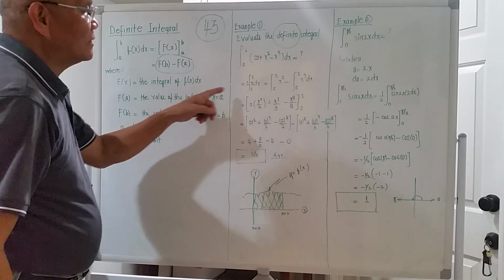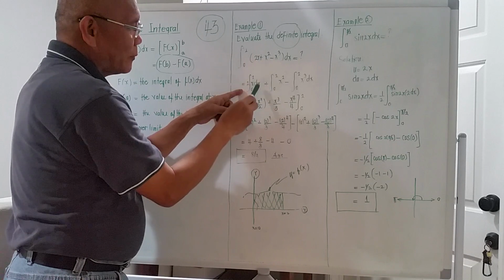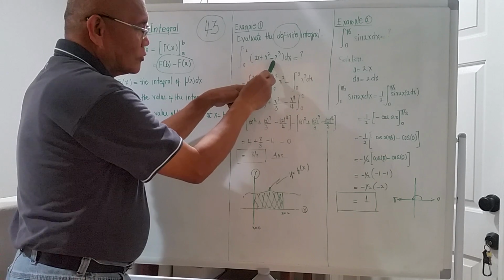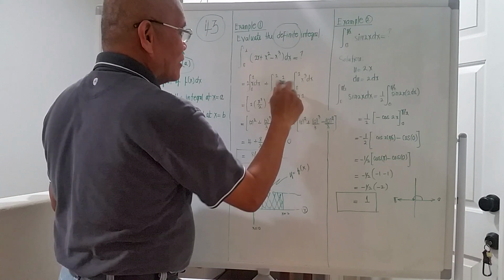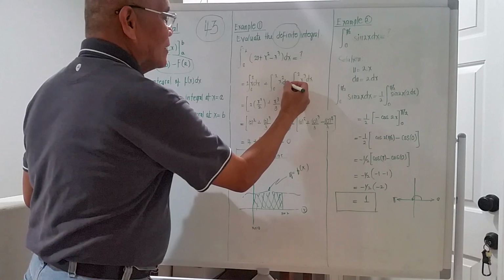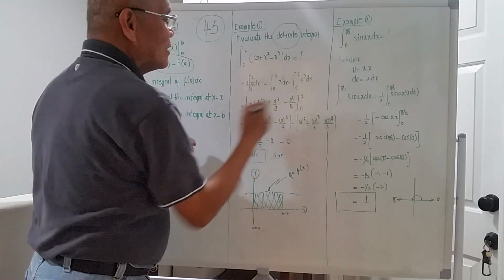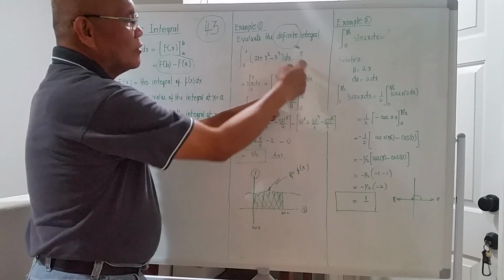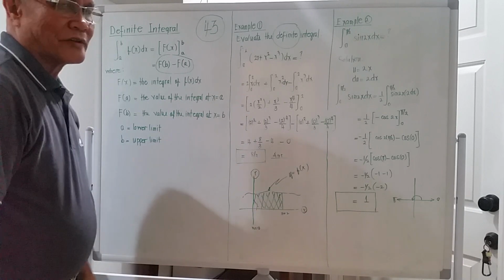Integrating this one, try to distribute. This should be 2 times the integral from 0 to 2 of x dx, the first one, plus the integral from 0 to 2 of x squared. Sorry for this one, there should be a dx over here. The third one is minus the integral from 0 to 2 of x cubed dx. I just expand. Then try to integrate.